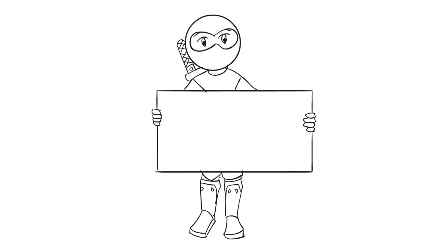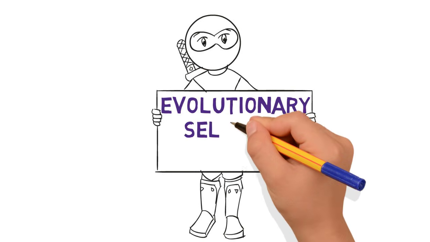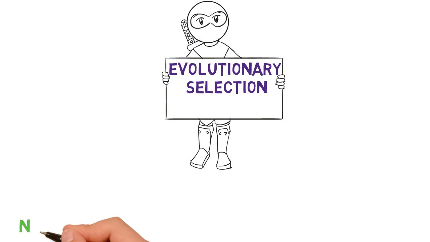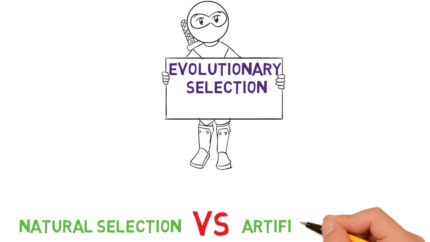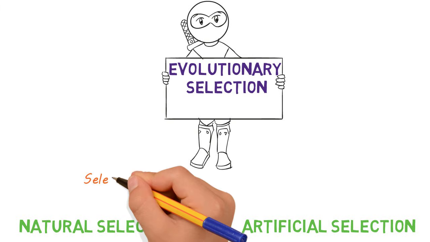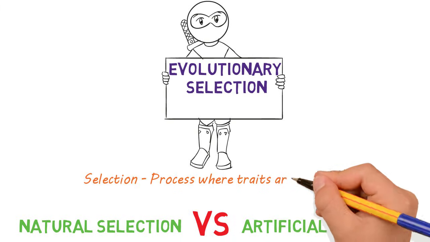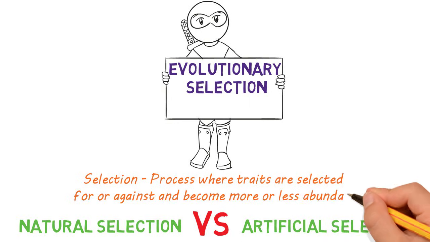Thanks for stopping by. Today we're going to talk about evolutionary selection, and specifically natural selection and artificial selection. But before we get into that, let's define selection. So selection is the process by which inherited traits are selected for or against and thus become more or less abundant in a population.